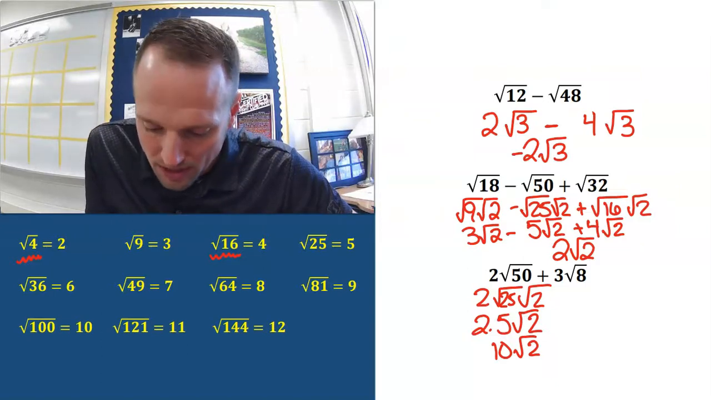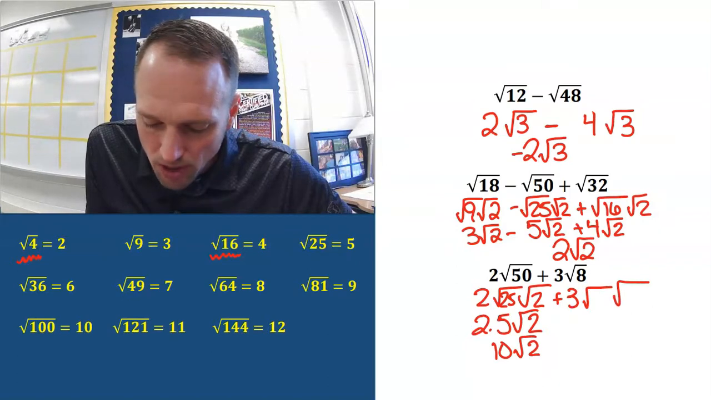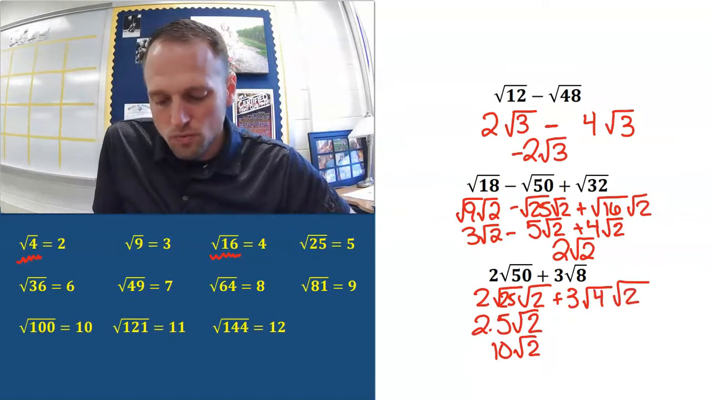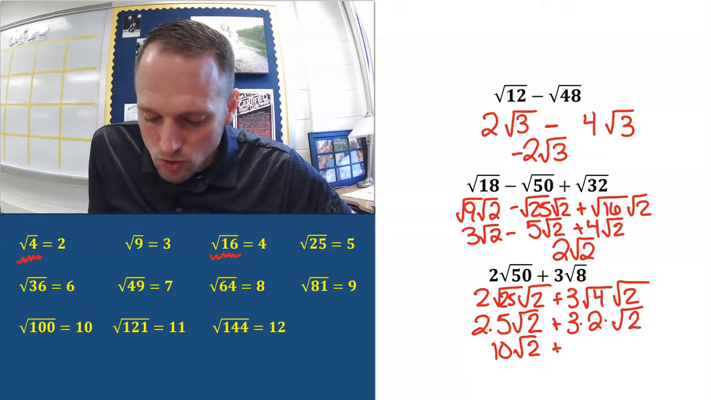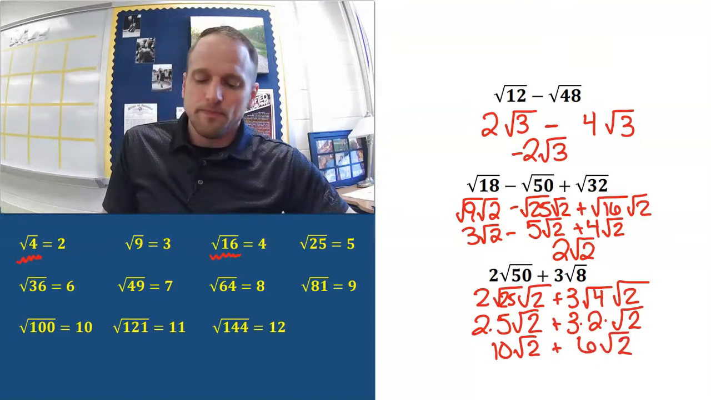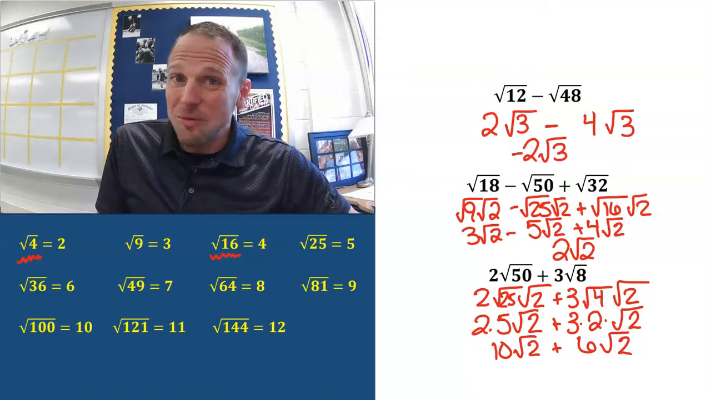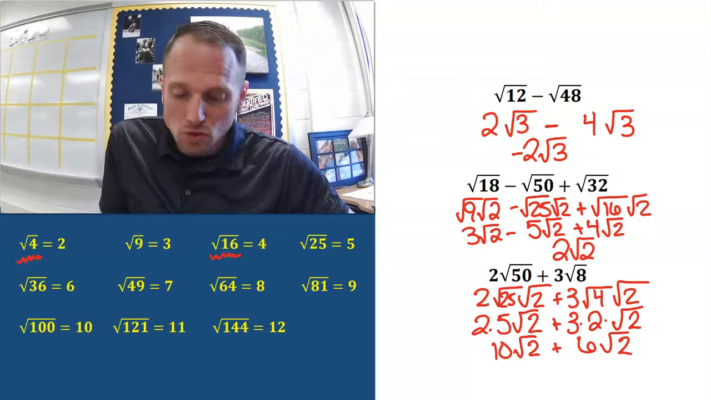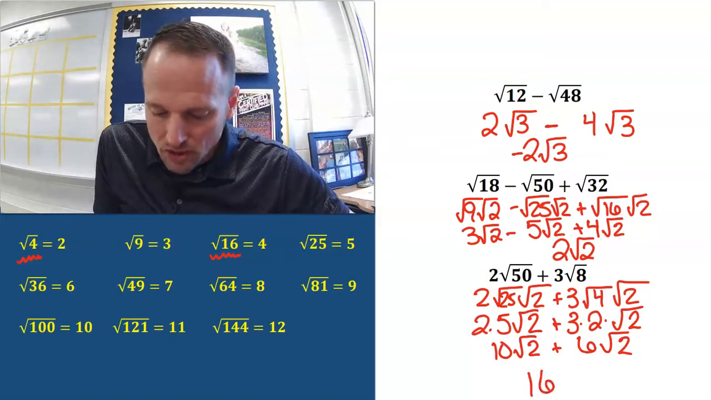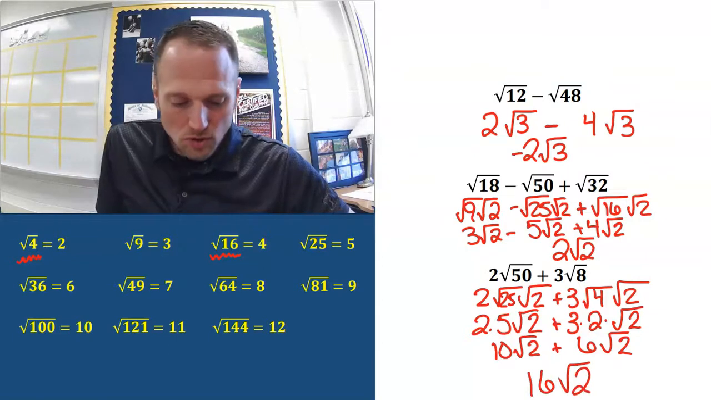How about this 3 root 8? Well, that's 3 times root 8. Root 8, that's going to be root 4 times root 2. And root 4 is just 2, so root 8 is 2 root 2. And 3 times 2, normal 3 times normal 2, is 6 root 2. Okay, did you catch that one? Make sure you caught that one. From this point now, it's easy. I've got 10 of the root 2's plus 6 of the root 2's. That's just going to be 16 root 2.